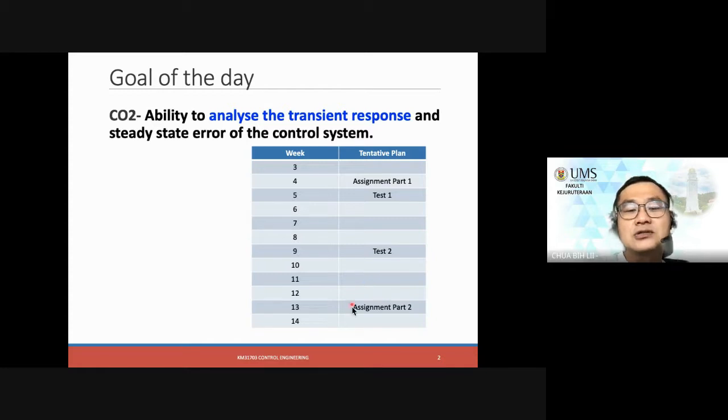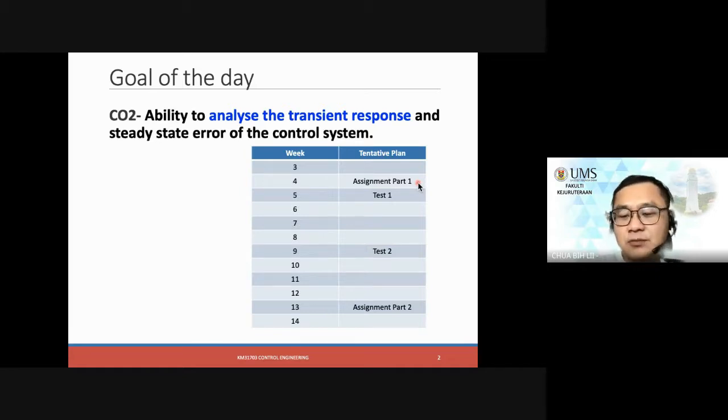So in order for you to submit the final assignment at that time, be clear that this assignment part 1 you have to submit on week 4, end of week 4, which is next week. Yes, end of next week. The time I would set later on.